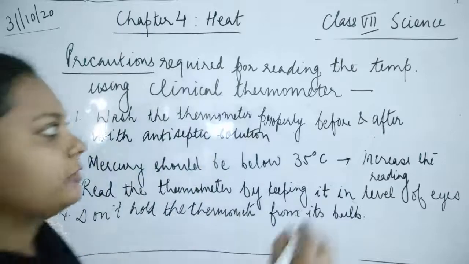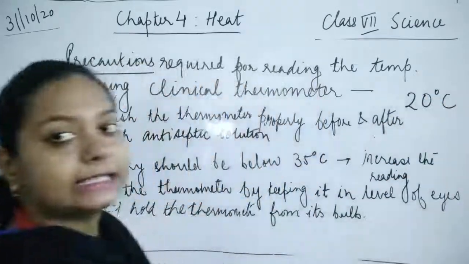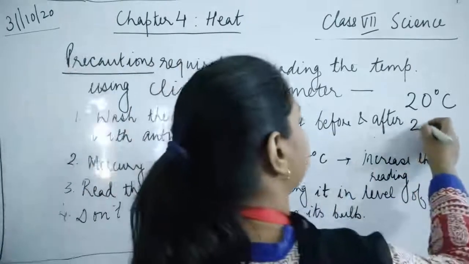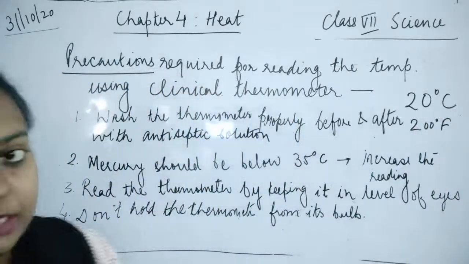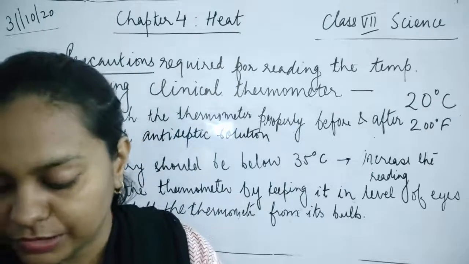So if you have to write down 20 degrees, it is always written as 20 degrees Celsius, or if you have to write down 200 degrees Fahrenheit, please write down the unit with the number. So this is how the temperature is measured.